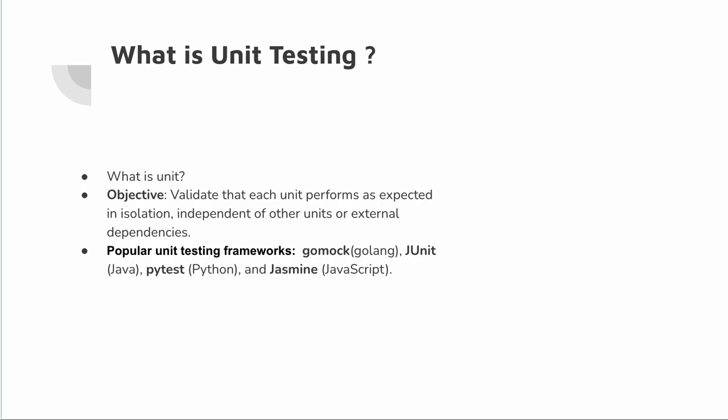So there are many kinds of testing. There is unit testing, integration testing, system testing, acceptance testing. And unit testing is the first level of testing and it is usually done by developers. Now here the question is what a unit is. A unit is basically a function or a method or any small piece of code.